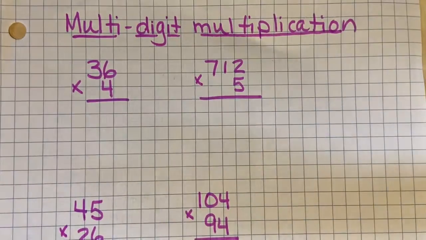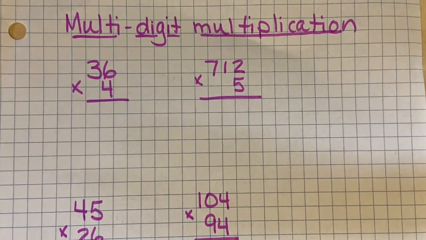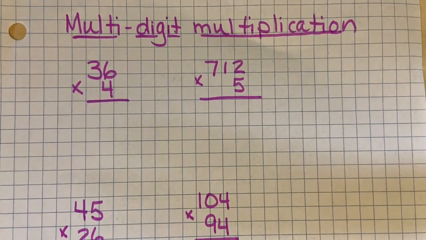Hi again, everybody. So today we're going to talk about multi-digit multiplication. We're going to start out easy and go a little bit harder as we go. Okay. Now, I know a lot of you use the lattice method, which is fine. You can use that; it will always work.